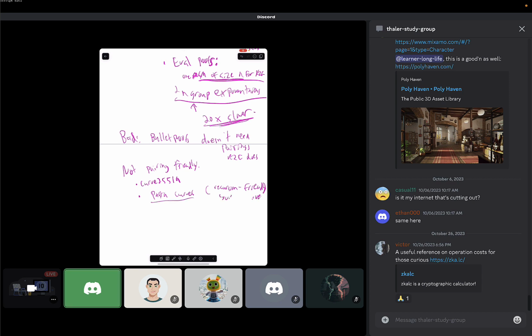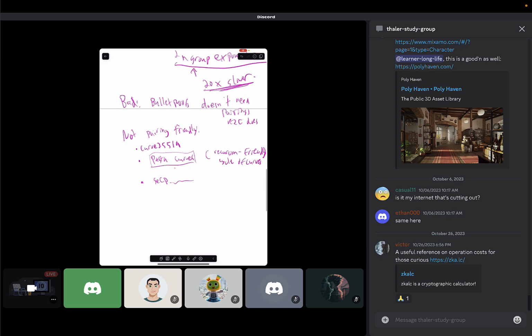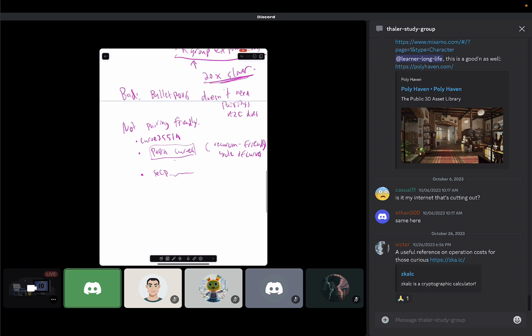Pasta curves are what's called a cycle of curves. If you don't know what that is, don't worry about it right now. The Zcash folks have developed a very high performance implementation of Pasta curves. They are not pairing friendly. I'm pretty sure the curve that Ethereum and Bitcoin use for digital signatures, which is secp-something or other, is also not pairing friendly. Maybe that's a good list. I'm struggling to come up with others that are important. So these are not pairing-friendly curves.